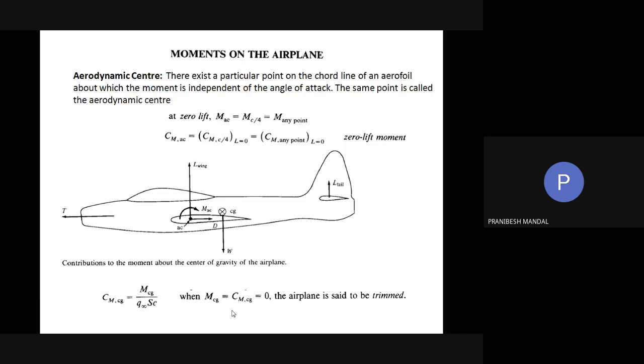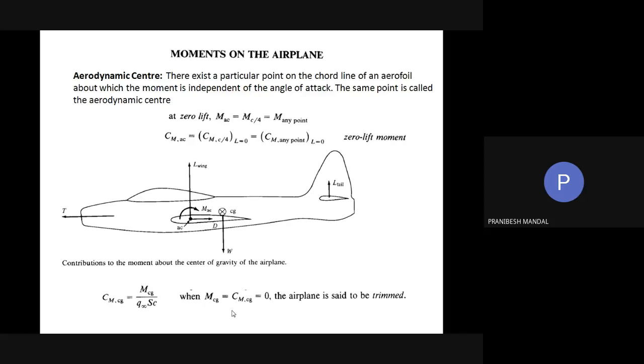It was actually reported to the DGCA, the Director General of Civil Aviation, that this particular thing happened. So under autopilot mode, it is very important that the airplane stability is maintained.